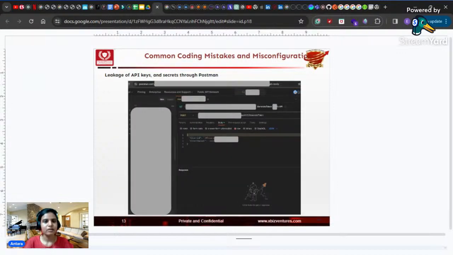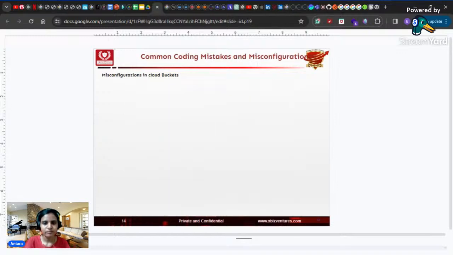The next one is leakage of API keys and secrets to Postman. If you see here, the client ID and the client secret have been exposed, right? And the API call, if you see, is the generate token API, right? So you can generate the token for yourself, and then gain unauthorized access and consume the other APIs as well that are leaked, right?